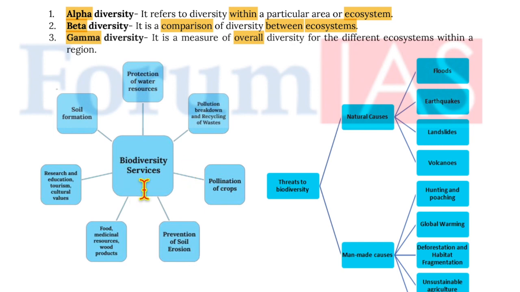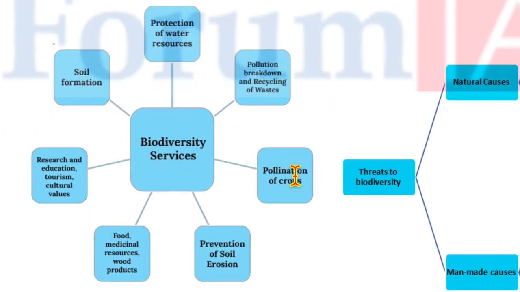Now, for biodiversity services, we have protection of water resources, pollution breakdown, recycling of waste, pollination of crops, prevention of soil erosion, food, medicinal resources, wood products, etc., research and education, tourism, cultural values, and soil formation.